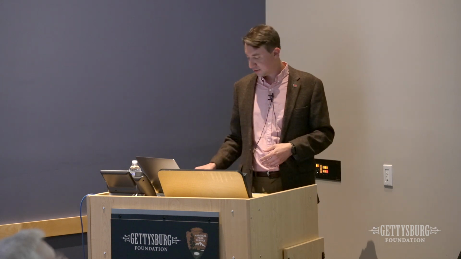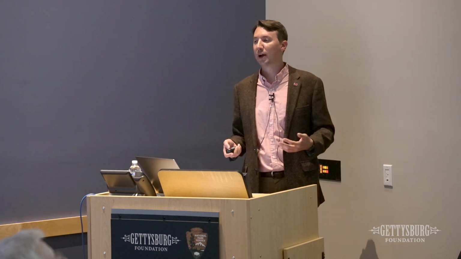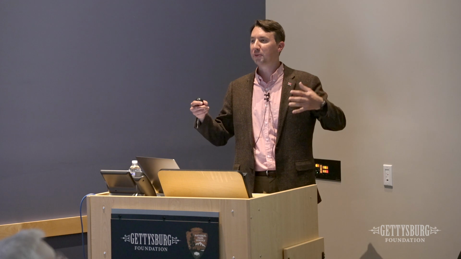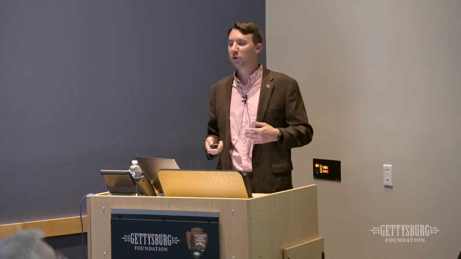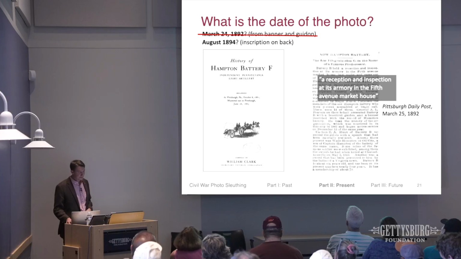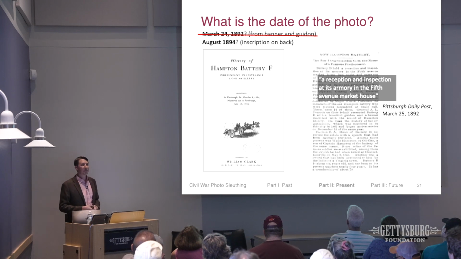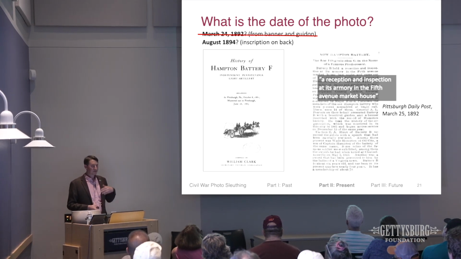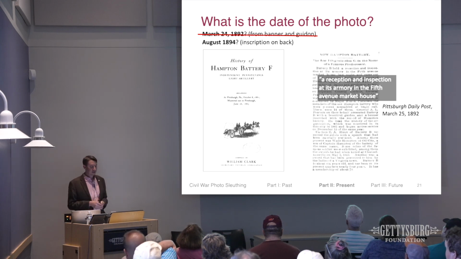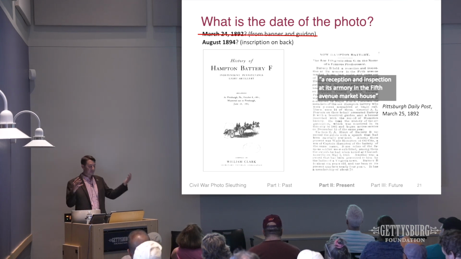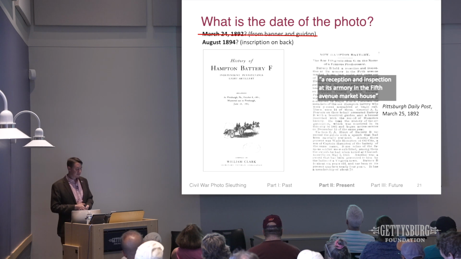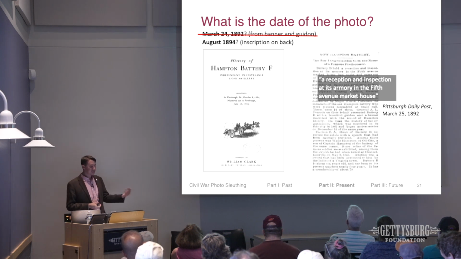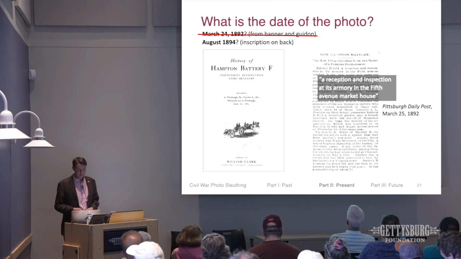So first step for me is going to be trying to figure out when this photograph was taken, and we can use that information to back up and figure out who these guys are in the photograph. So we have two good candidates from the back of the photo and from the front of the photo. The front of the photo shows these guidons and banners that say March 24th, 1892, very specific. The back inscription says 1894 or even August 1894.